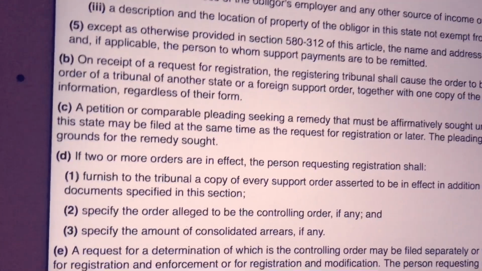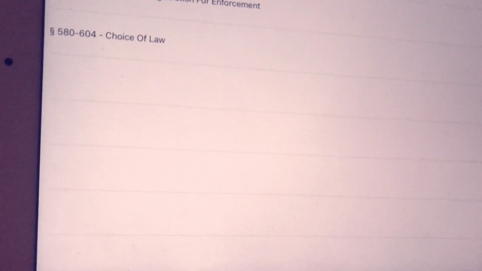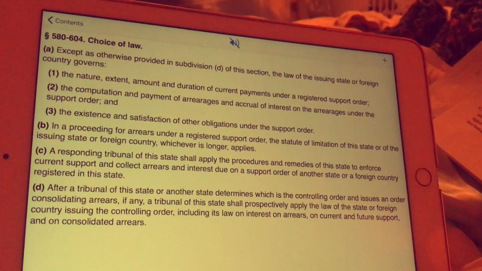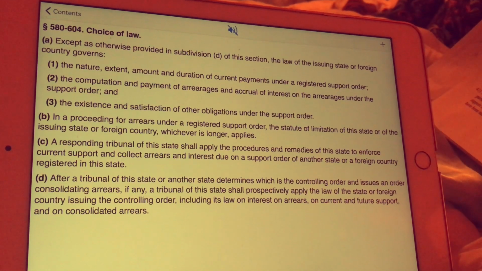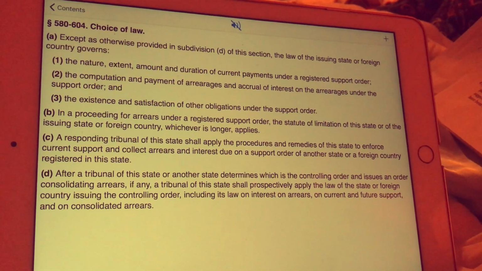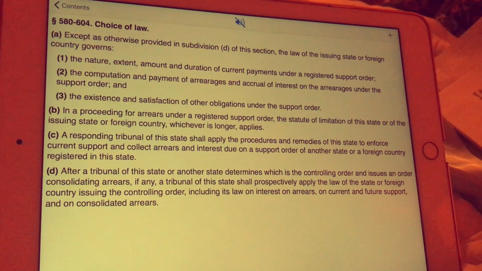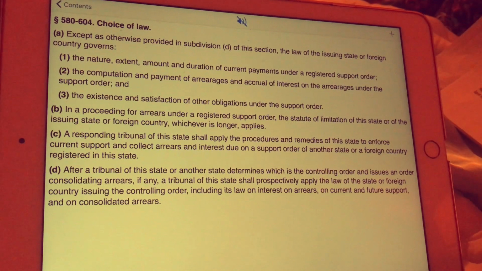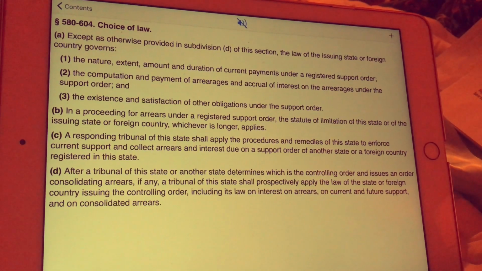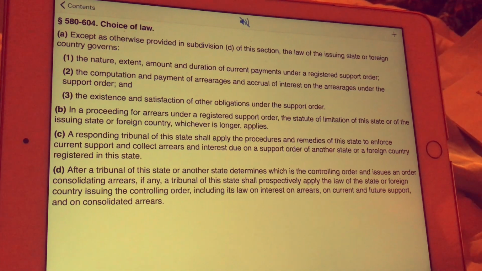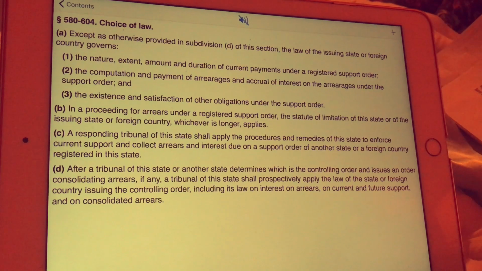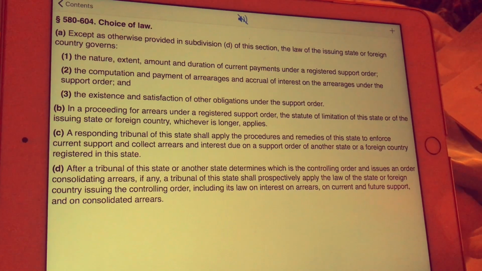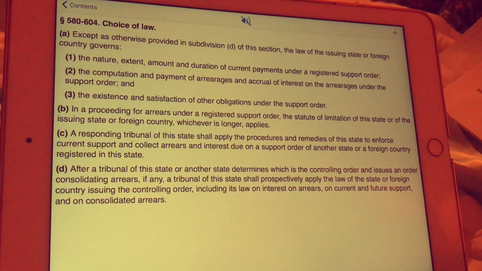Okay, so again, going back to the other one, compared to what we just did. Choice of law, except as otherwise provided in subdivision D of this section, the law of the issuing state or foreign country governs 1. The nature, extent, amount and duration of current payments under a registered support order. 2. The computation and payment of arrearages and accrual of interest on the arrearages under the support order. And 3. The existence and satisfaction of other obligations under the support order.